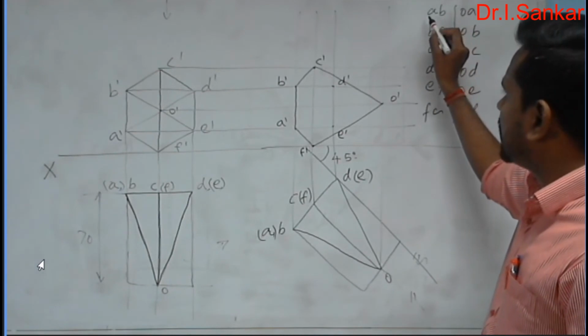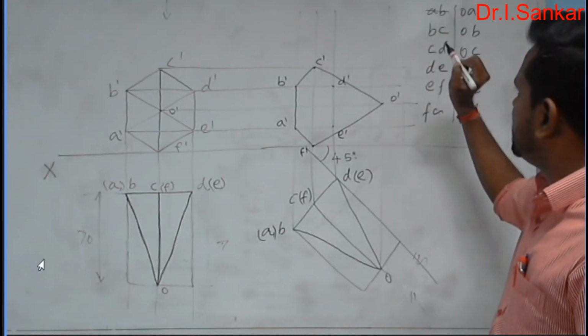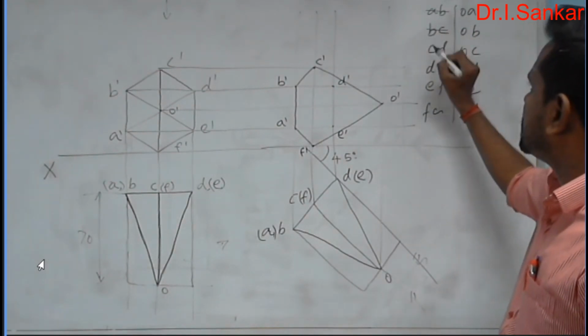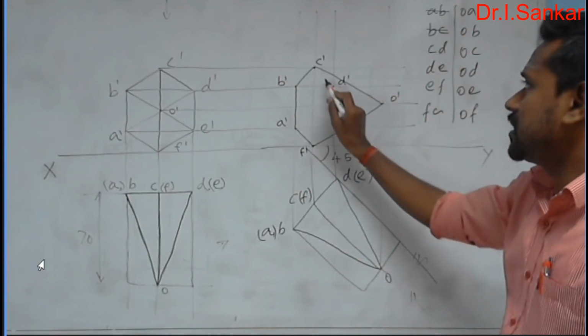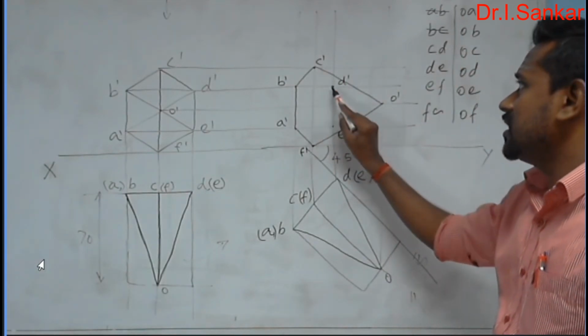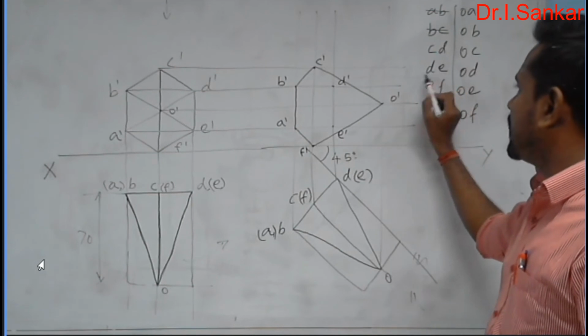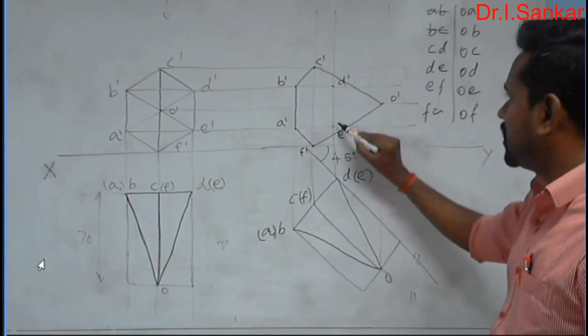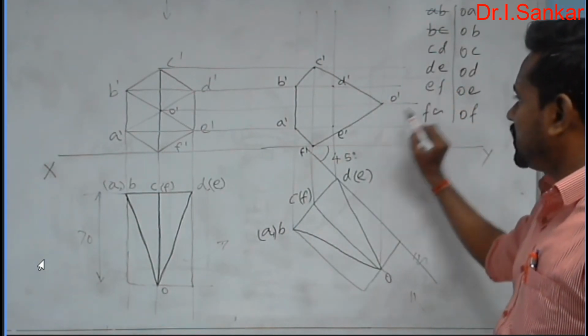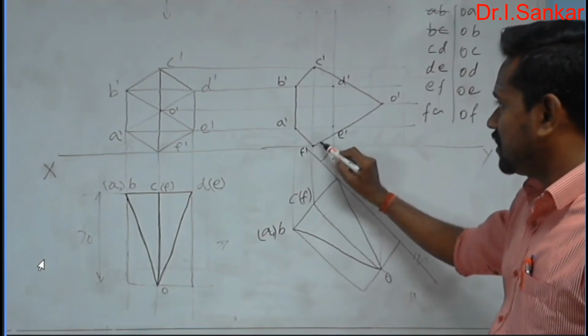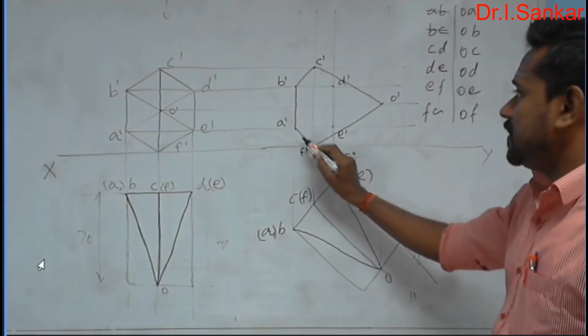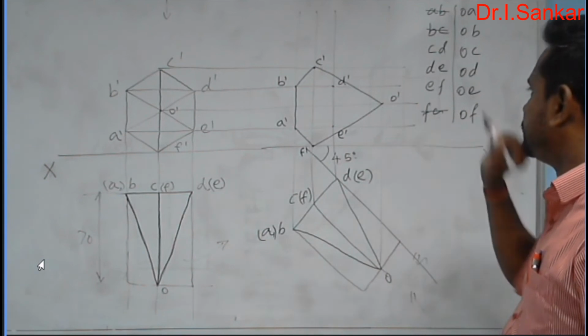Just see through what are the edges already connected. Whether AB is connected, yes, connected. BC is connected, yes, connected. CD is connected, no, not yet connected. DE is connected, no, DE is not yet connected. And EF is connected, no, EF is not yet connected. Whether FA is connected, yes, connected.